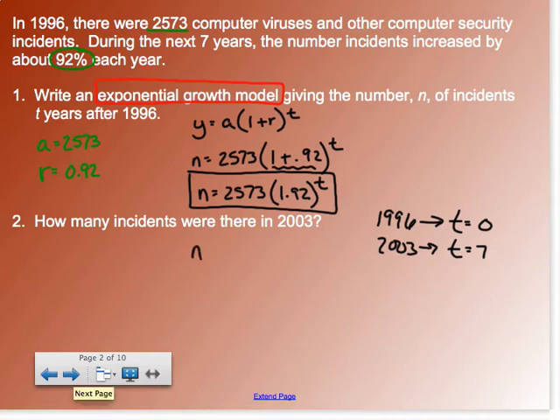The number of incidents is n equals my model, 2,573, times my growth factor, which is 1.92. I know it's growth because that base is bigger than 1. And I want to raise it to my t-value, so in this case 2003, which is equivalent to t being 7 years down the road. Go ahead and plug it in your calculator. I'll do the same thing. If I do 2,573 times the quantity 1.92 to the 7th, I get the number of incidents in 2003 to be 247,480, and if I round to the nearest whole number, 485.